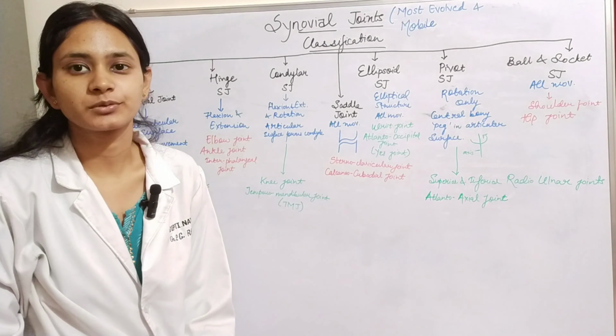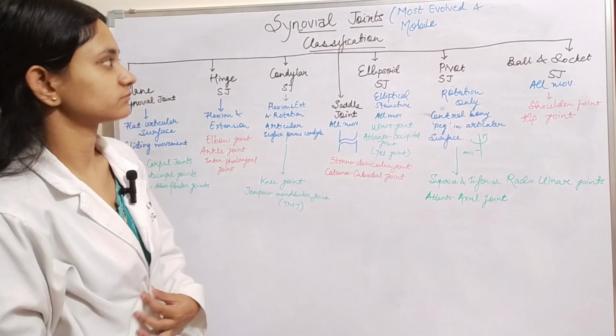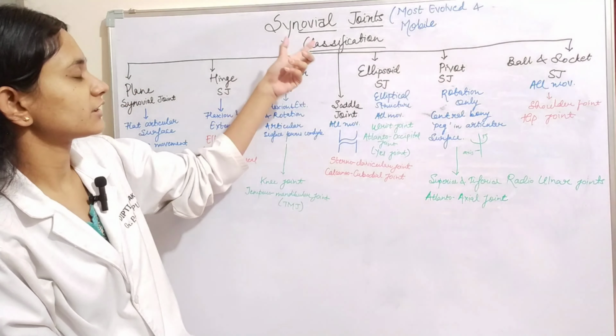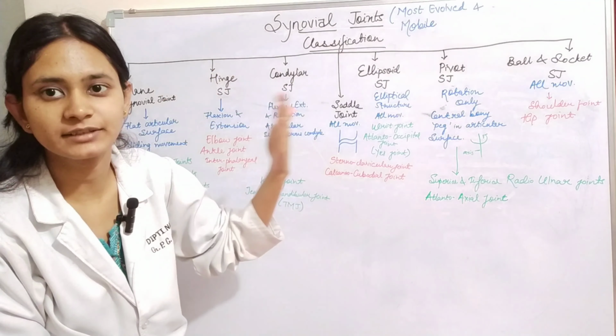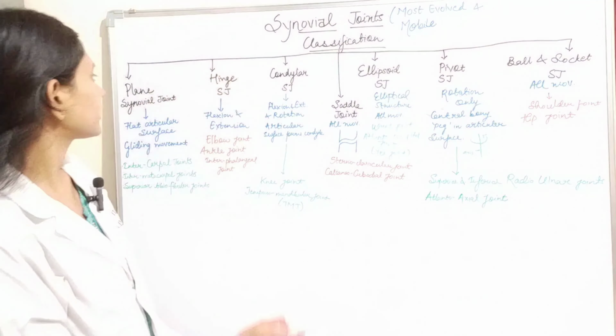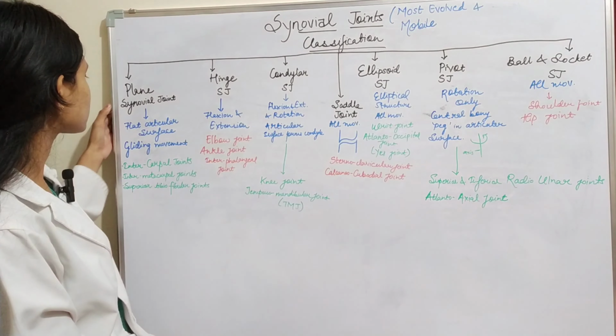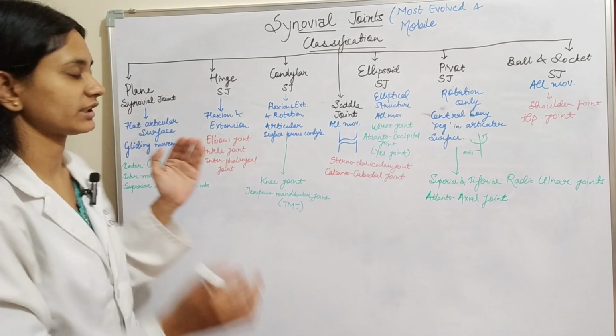So now we will look towards classification of synovial joint. Synovial joint is the most evolved and mobile kind of joint, that it has high mobility, movement. Synovial joint is firstly classified into plain synovial joint. Plain synovial joint, that is, it has flat articulating surface.